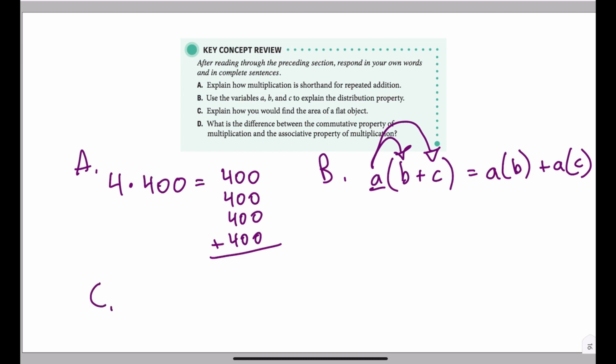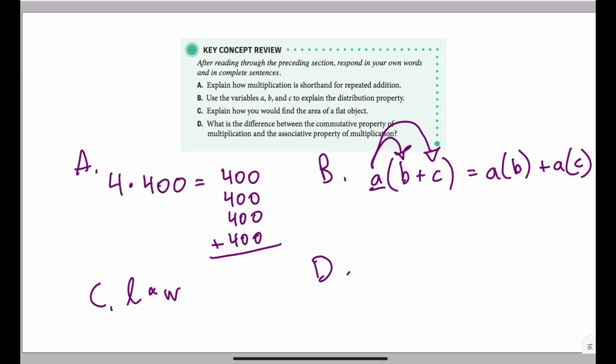C, explain how you would find the area of a flat object. Well, if it's a flat object that is rectangular, then you could simply multiply length times width. And if it's a square, then length and width would be the same. And so that's why we think of it as side squared. And if you had any other object, then you could break it down into smaller rectangular pieces that you could find the length times width area of, and then you could add all those up together.